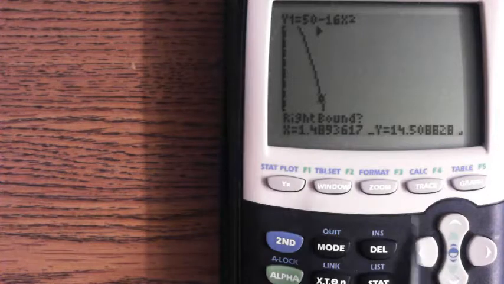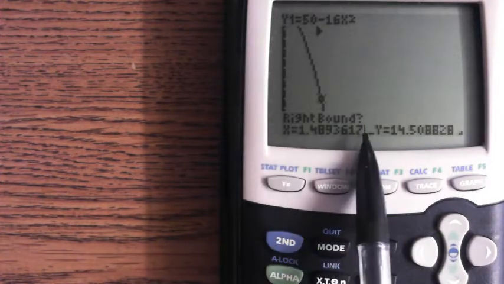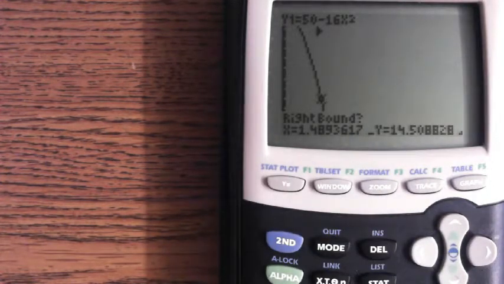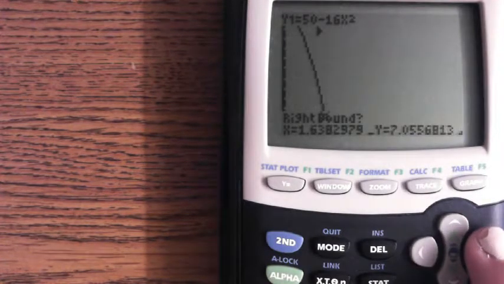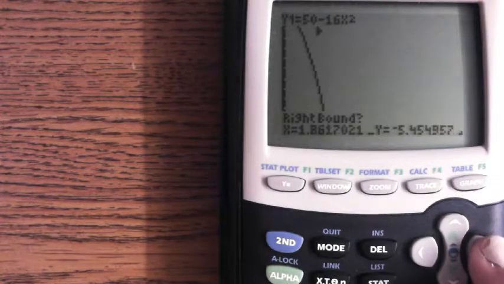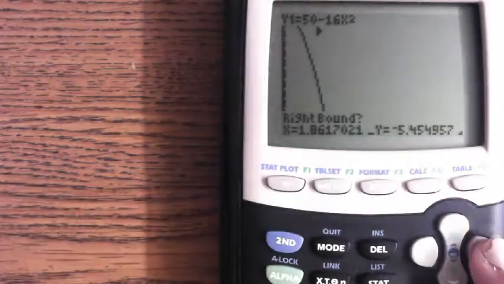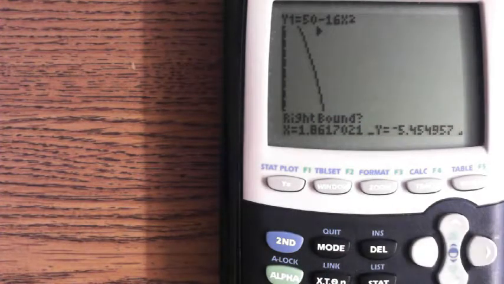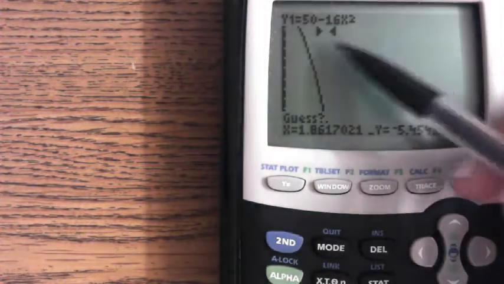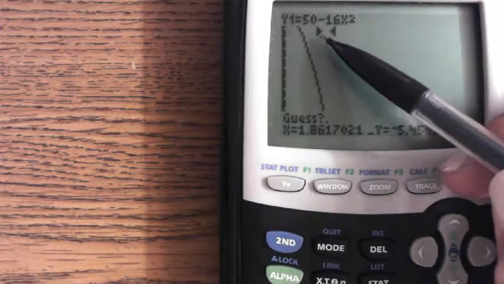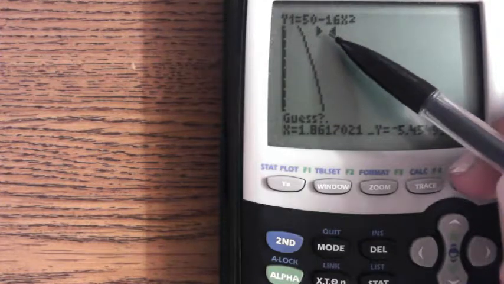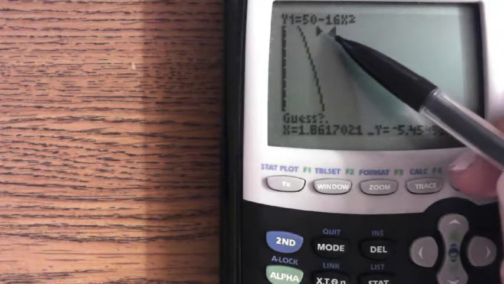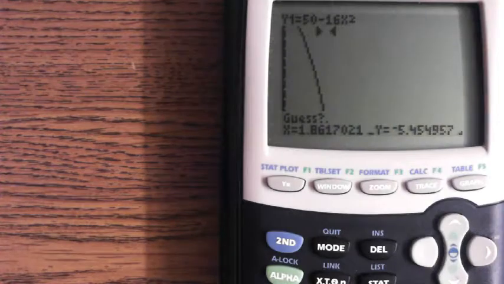And then the words at the bottom of the screen changed to right bound. So now it wants my cursor to the right of the 0. So I bring my cursor and I start scrolling right until I get into the negative, so I know I'm below that 0 threshold. And then I hit enter again. And at the top, you'll see 2 little arrows. What you did is you told your calculator between this very point and this point, it's going to find a location in between there where it hits a 0.